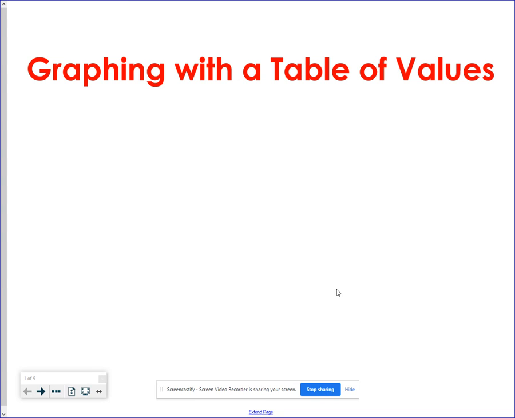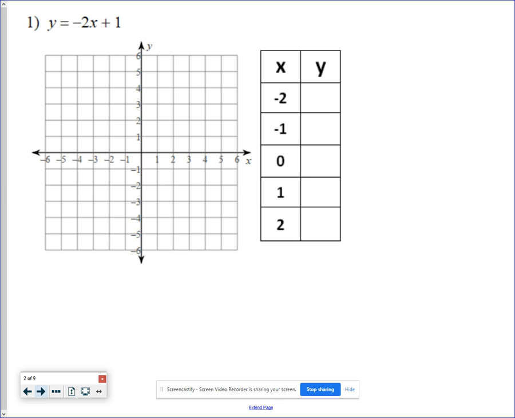Hello, algebra students. Today, now that we've finished up our normal graphing, we're going to move on with some other kinds of graphing that we can do. And we've graphed with the table of values in the past. This is a really nice, easy way for us to be able to get some points if we're not really sure what a graph is going to look like.